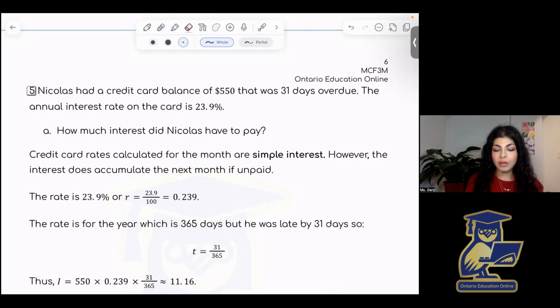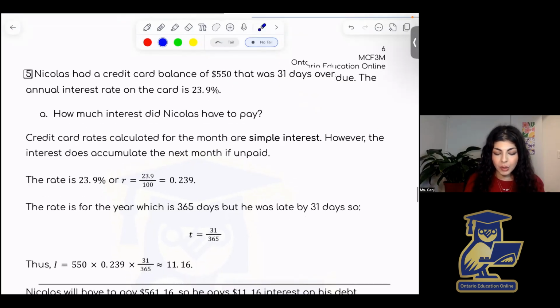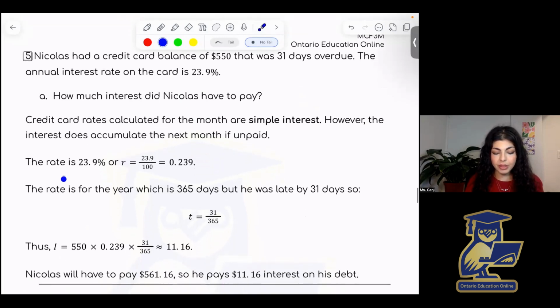So for example, with the $550, that's 31 days overdue. So there's going to be an interest on this already. But if the next month that amount is not paid and even more is accumulated, then that's a whole new present value that we're looking at. So you would then pay on this, the interest, and any new amounts that you've accumulated on your credit card as well. So in this case, the rate being 23.9%, then that's 0.239.